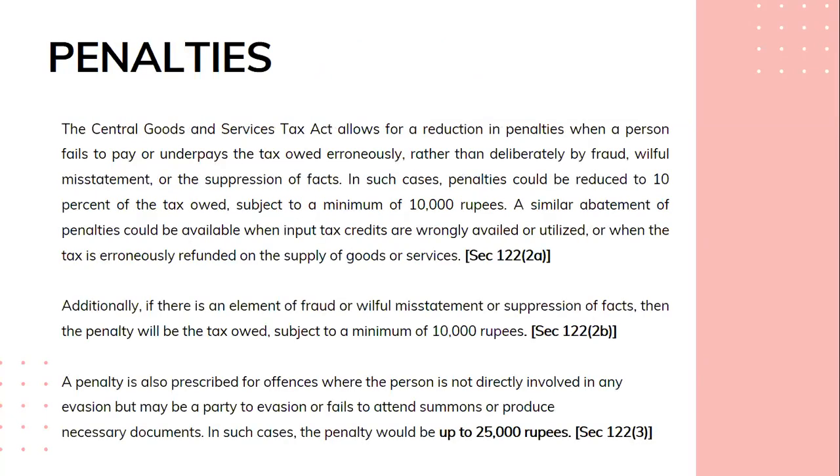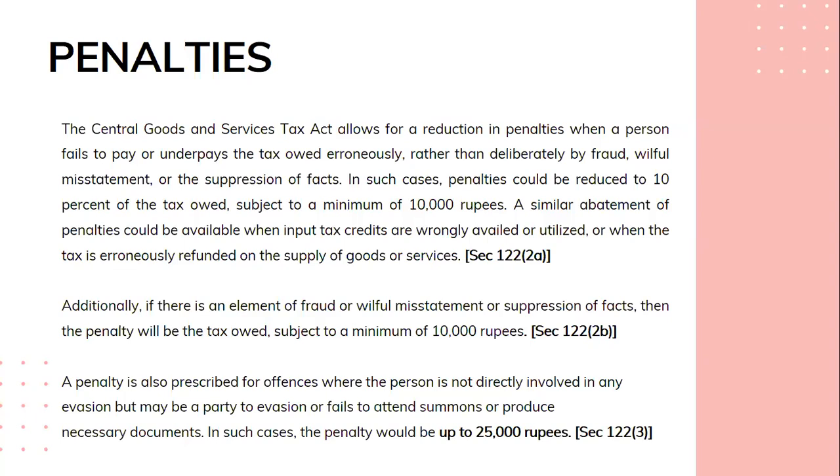Moving forward, according to Section 122, subsection 2, any registered person who supplies any goods or services or both on which any tax has not been paid or short paid or by mistake refunded, or where the input tax credit has been wrongly availed or utilized. There exist two cases. Case 1, for reason of fraud or any willful misstatement or suppression of facts to evade tax, the penalty is rupees 10,000 or tax due, whichever is higher.